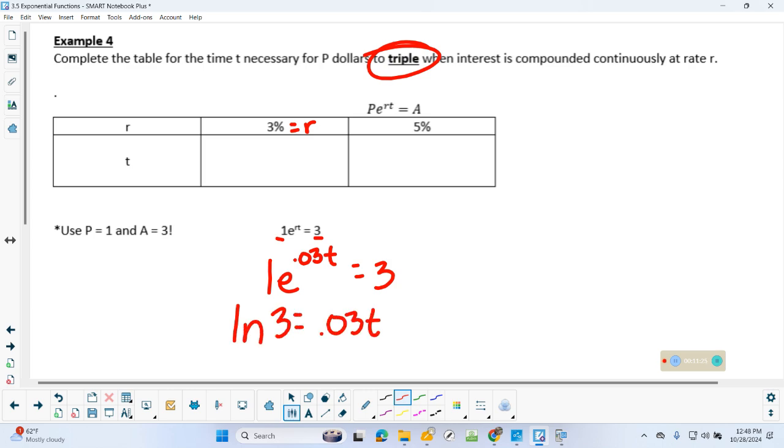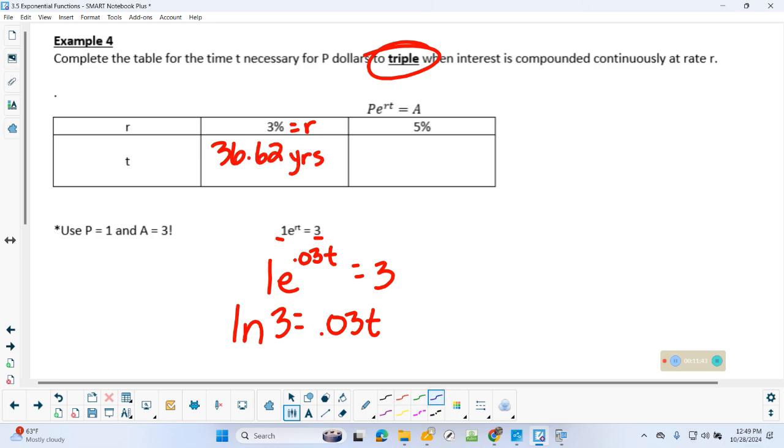So, of course, in your calculator, you're typing in ln of 3, get that answer, and divide by 0.03. Nice and easy. What do you got? Like it. And I'm just going to label, since it's time, I'm going to put years on it.